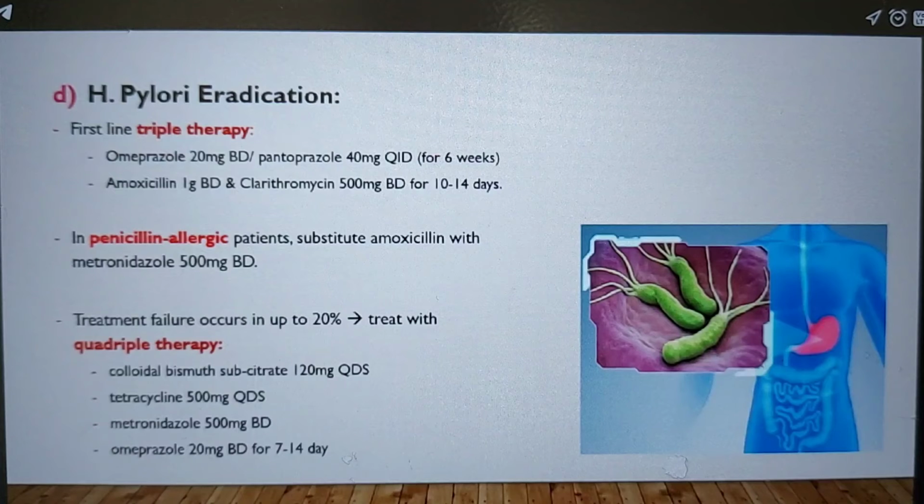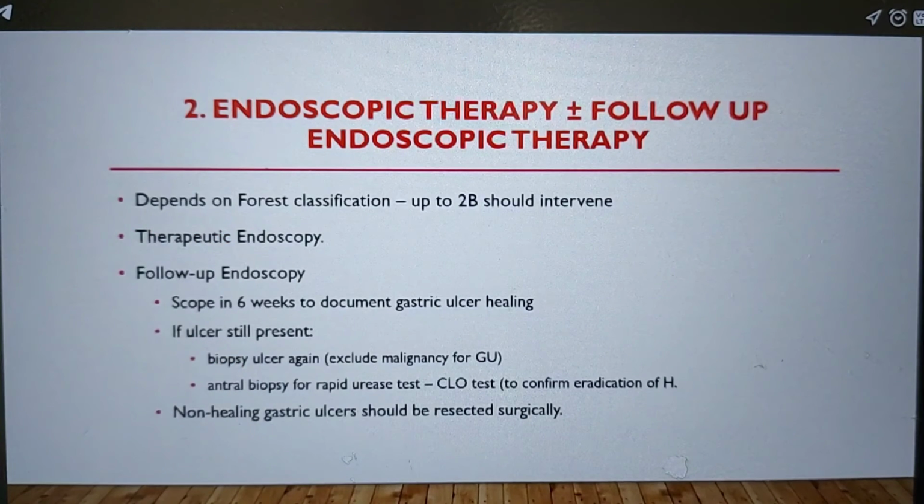bismuth subsalicylate, tetracycline, metronidazole, and also omeprazole for about 1 to 2 weeks. And then the second basic line of treatment is endoscopic therapy, plus or minus follow-up with endoscopic therapy. Endoscopic therapy depends on the Forrest classification. And also there is therapeutic endoscopy as I shared earlier, and also the follow-up endoscopy.